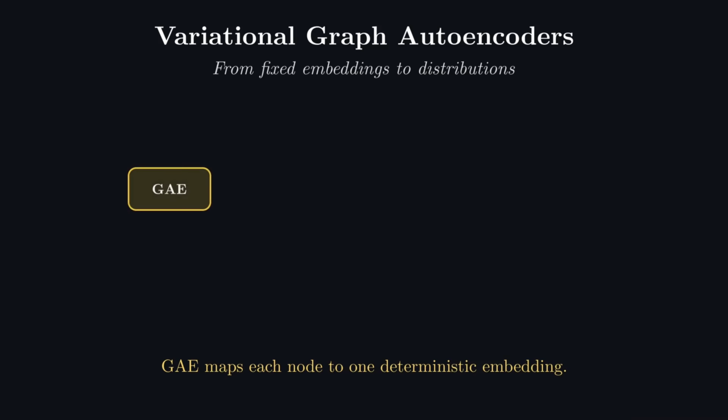In the previous video, we looked at graph autoencoders. The key idea was simple. A GAE maps each node to one fixed latent embedding. So for every node, the model learns one deterministic vector z. Variational graph autoencoders change exactly this part.